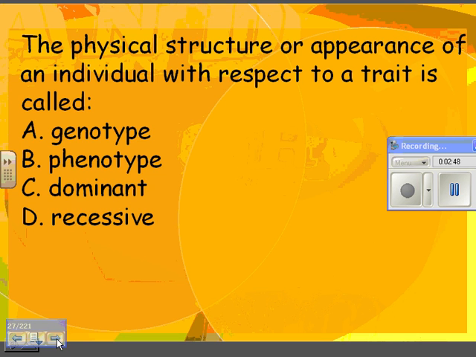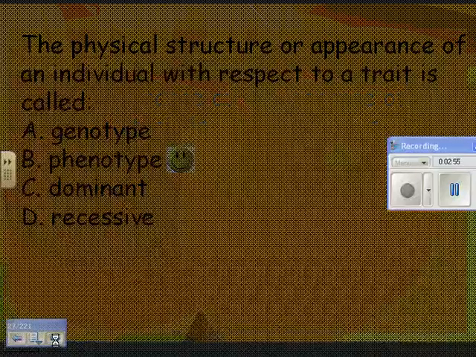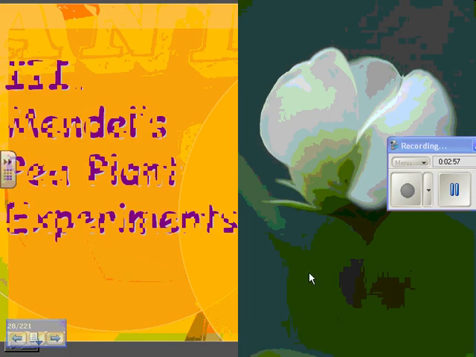The physical structure or appearance of an individual with respect to a trait. So what you look like is called the phenotype. Physical features, phenotype. And that is it for quiz time.